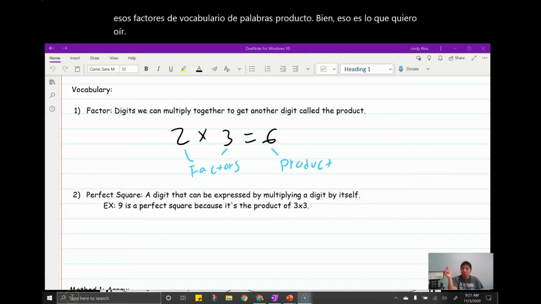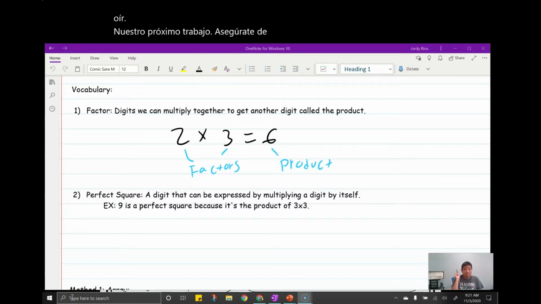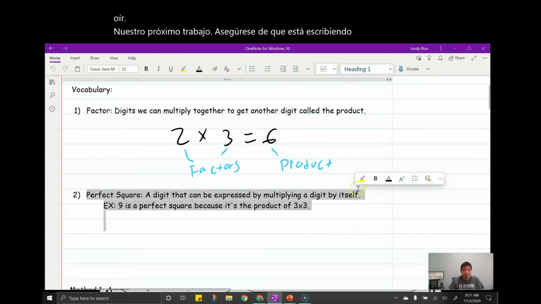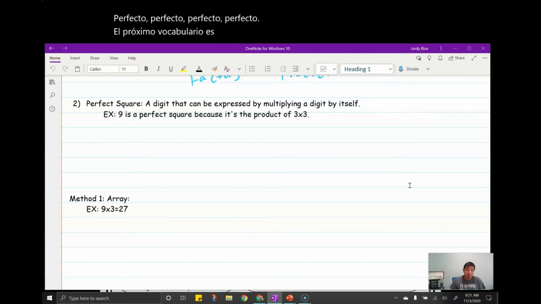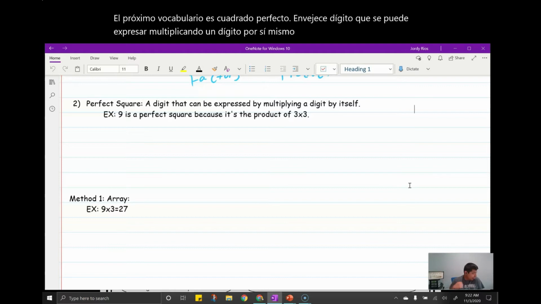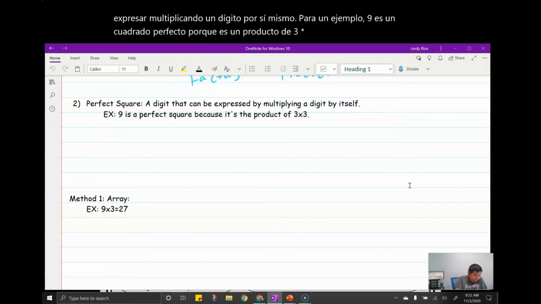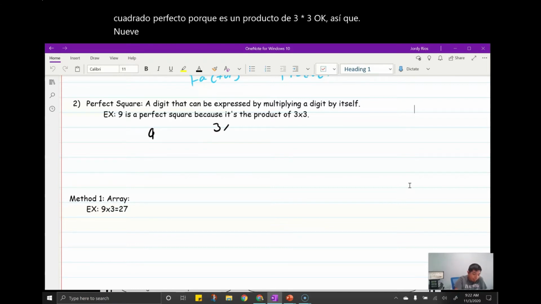Our next word, make sure you're writing everything, okay? Write down everything that's on the screen. Next vocabulary is perfect square. It's a digit that can be expressed by multiplying a digit by itself. For an example, 9 is a perfect square because it's a product of 3 times 3. So 9 is a perfect square because when I multiply 3 times 3, it equals 9, okay?